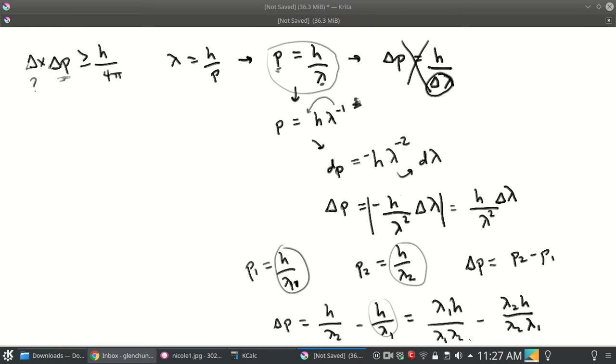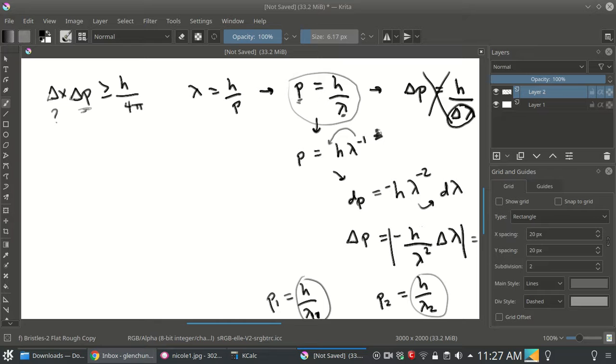So now I have the same common denominator, and the bottom is just going to be lambda 1 lambda 2, but the top is going to be lambda 1 h minus lambda 2 h. But you see, I can factor out an h here. So it's going to be h times (lambda 1 minus lambda 2). All right. Now, let me get some more room here.